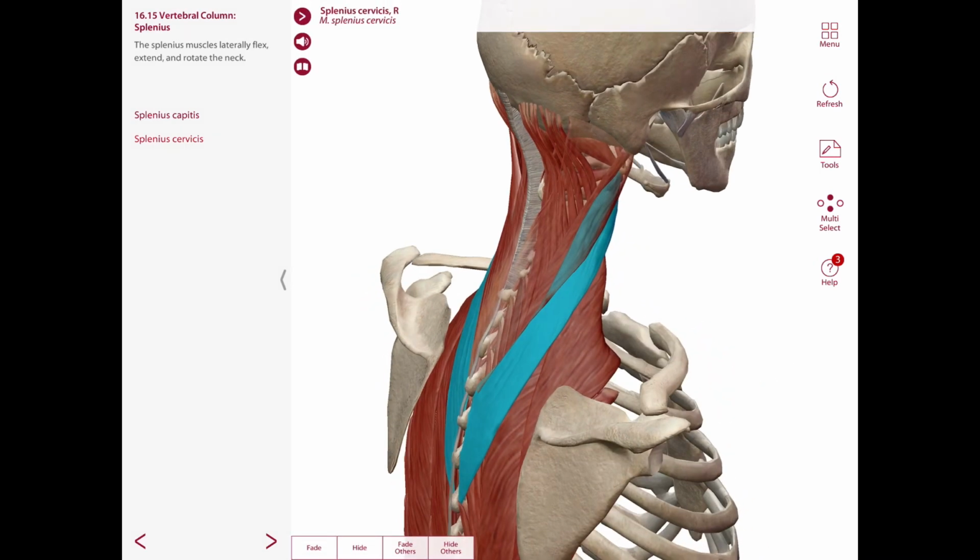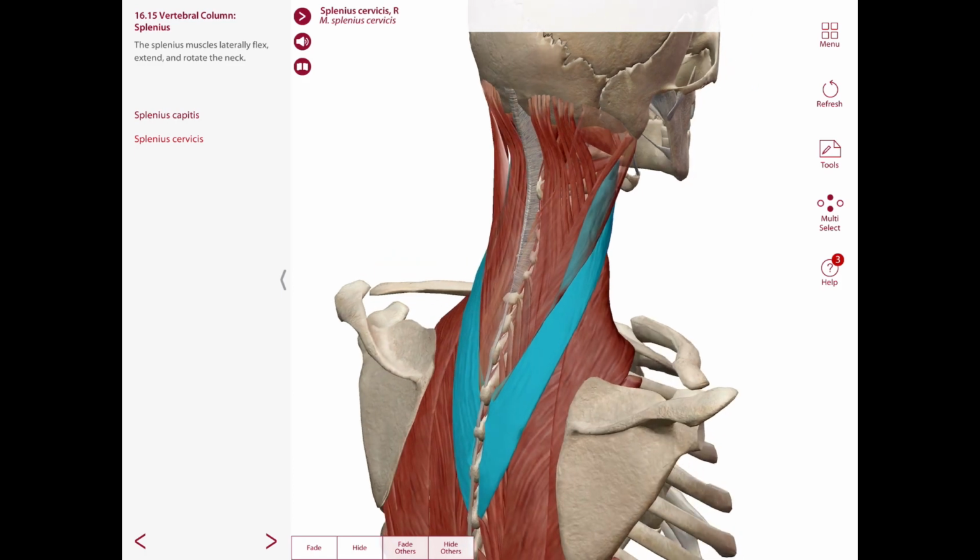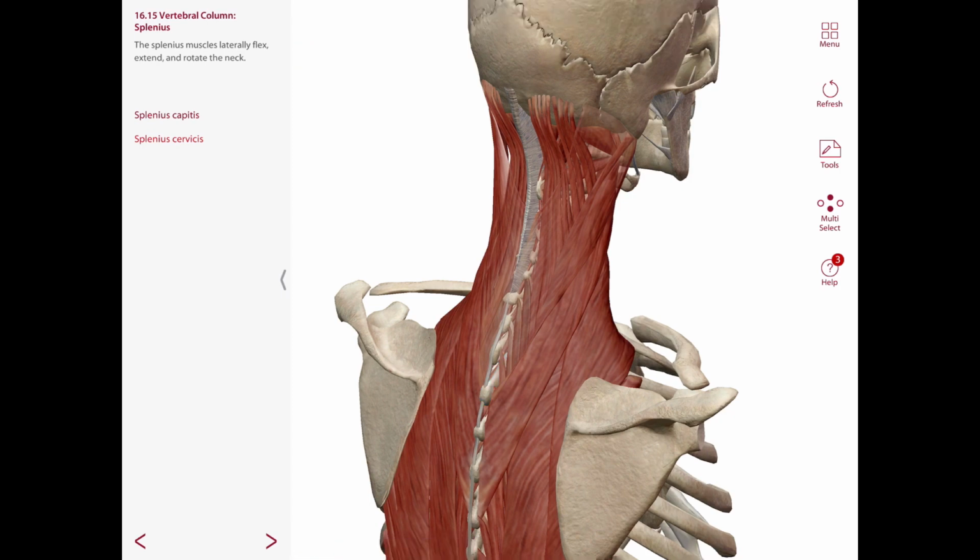The other splenius is called the splenius cervicis, and it's this muscle right here. The origin of this muscle is the spinous processes of T3 to T6. So this is, for example, a few of those vertebrae. And the insertion is into the transverse processes of the upper 3 or 4 cervical vertebrae. The nerve supply is the dorsal rami of the cervical spinal nerves.